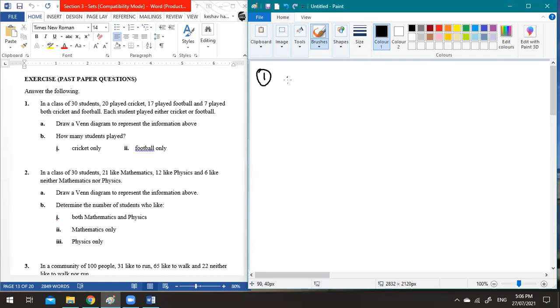All right. So the information we were given is: the universal set will be the class of students, which will be 30. Let's put C as a subset for cricket, which is 20, and F the subset for football, which is 17, and cricket intersect football, the students who played both, would be 7. Right, now this will represent numbers, so it's numbers in the element, numbers in the set, right?